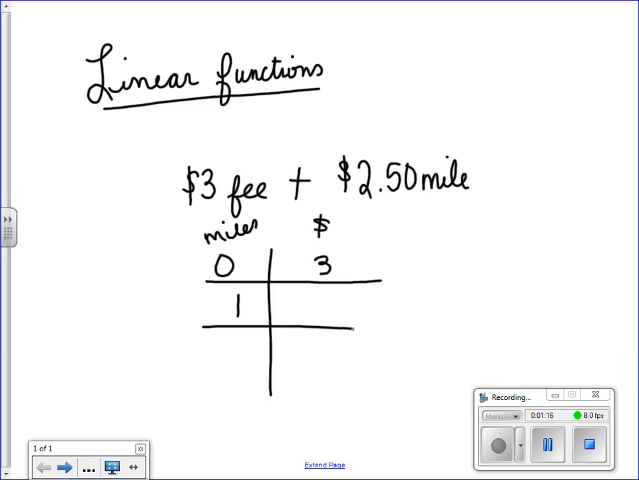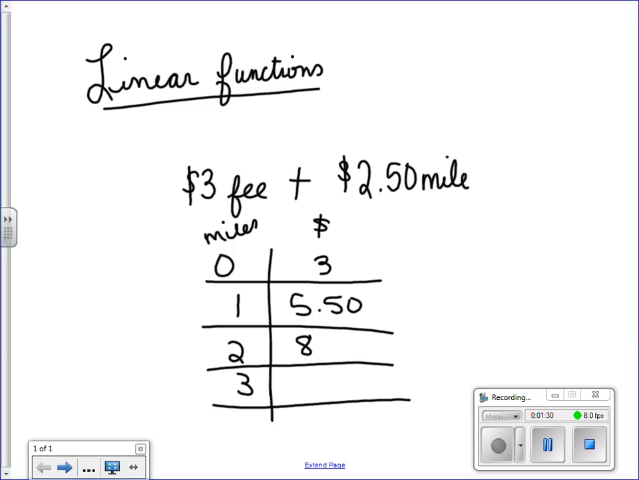If you drive no miles, you owe $3. If you drive 1 mile, how much do you owe them? $5.50. If you drive 2 miles, how much money do you owe them? $8. 3 miles? And let's go with 4 and we'll stop. Right. Okay. So even if you go like 1 mile, you have to pay them. Actually, well, we'll talk about that later.